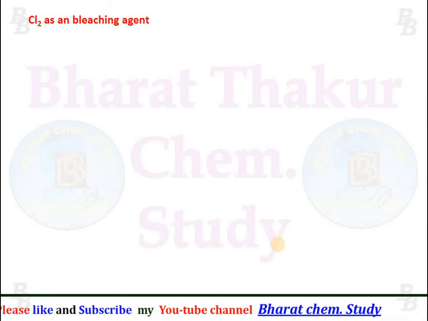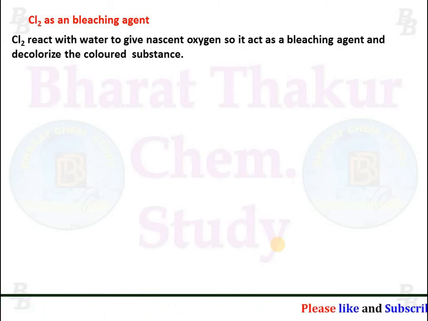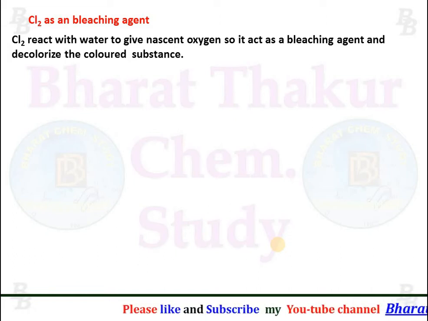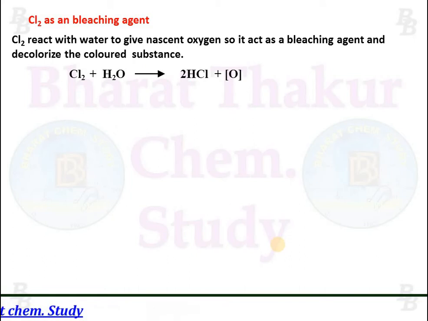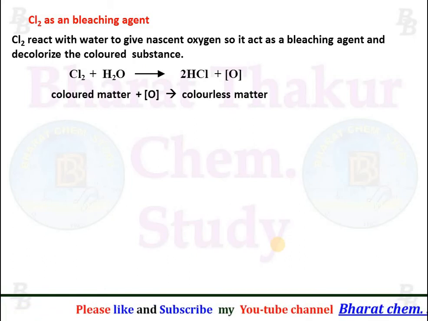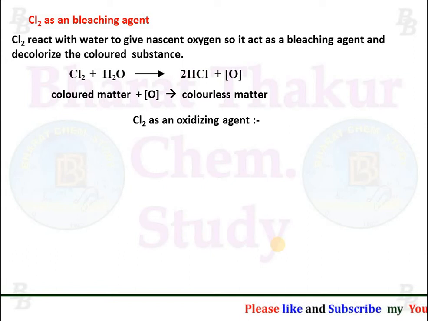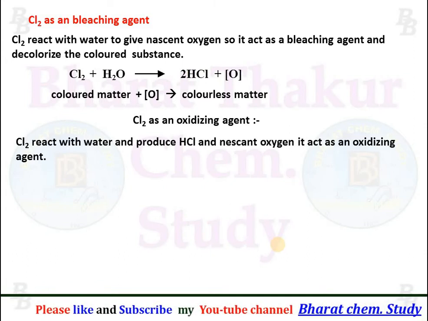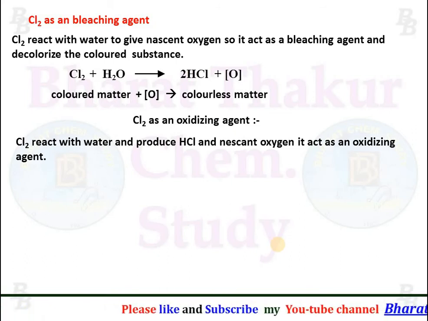Chlorine as a bleaching agent. Chlorine reacts with moisture or water to give nascent oxygen, so it acts as a bleaching agent and decolorizes the colored substance. Chlorine plus water give rise to HCl and nascent oxygen, and this nascent oxygen oxidizes the colored matter to form colorless matter. Now chlorine as an oxidizing agent. So chlorine when reacted with water produces HCl and nascent oxygen, so it acts as an oxidizing agent.